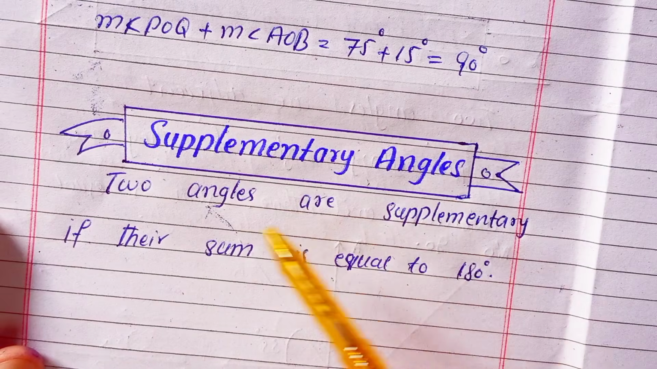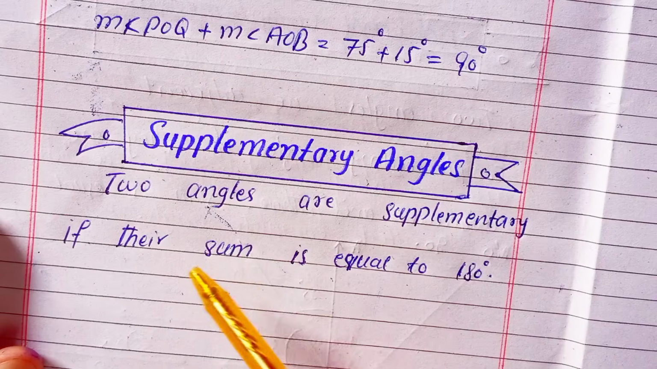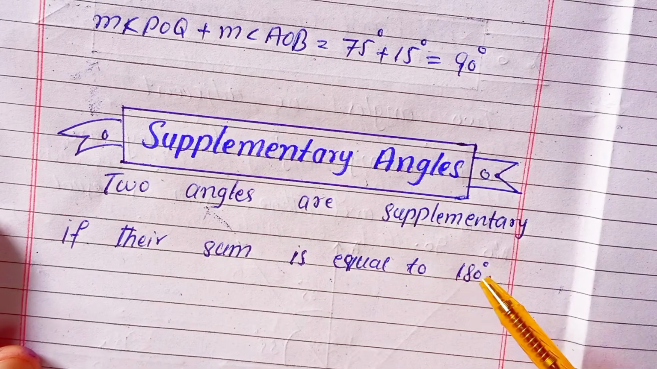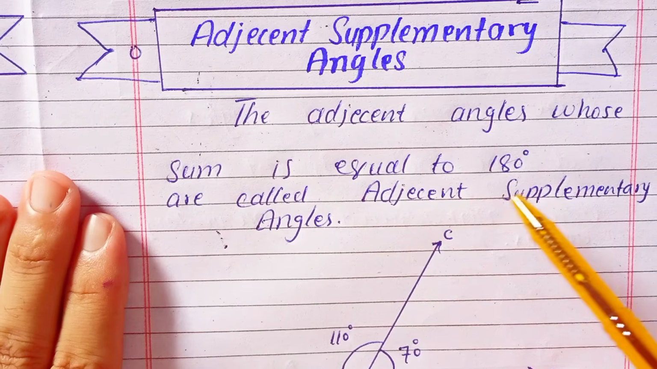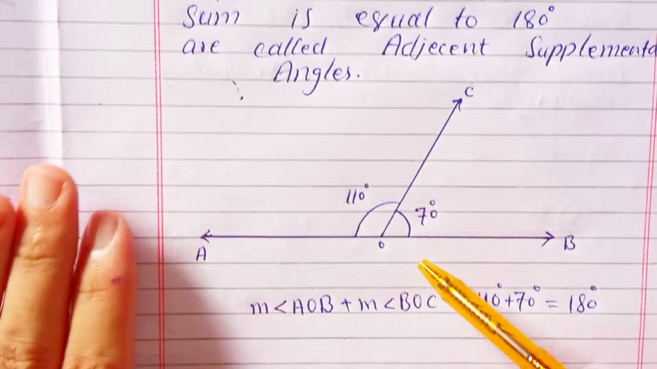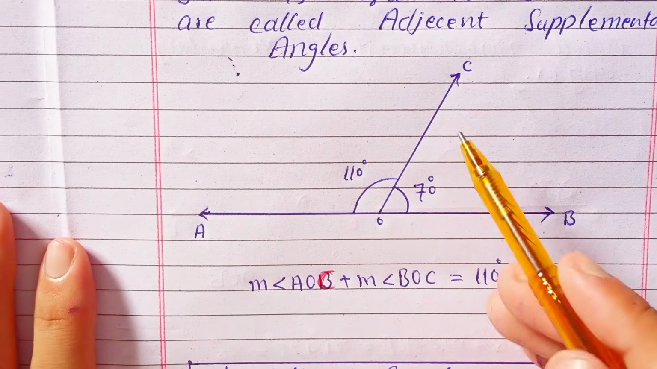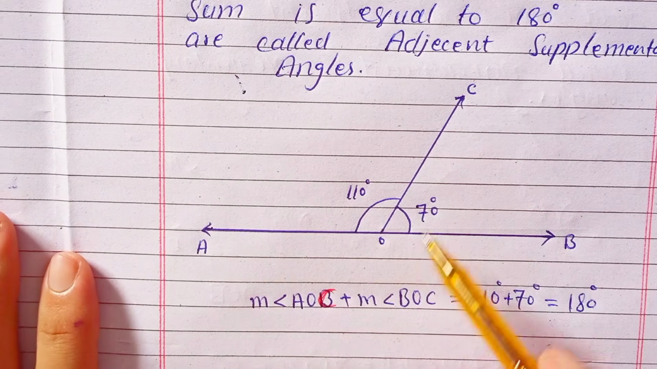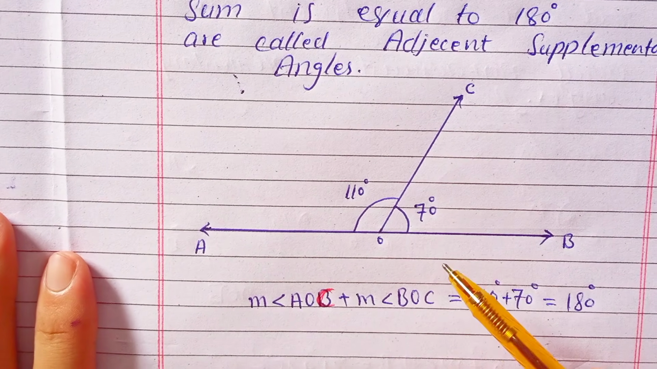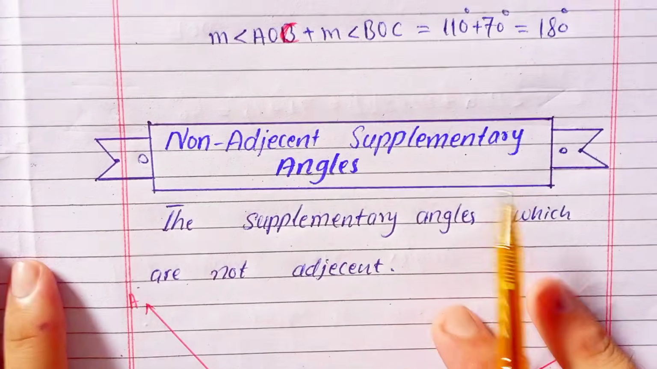Supplementary angles. Two angles are supplementary if their sum is equal to 180 degrees. The adjacent angles whose sum is equal to 180 degrees are called adjacent supplementary angles. For example, the sum of AOC and BOC is equal to 180 degrees. So the angles AOC and BOC are adjacent supplementary angles.